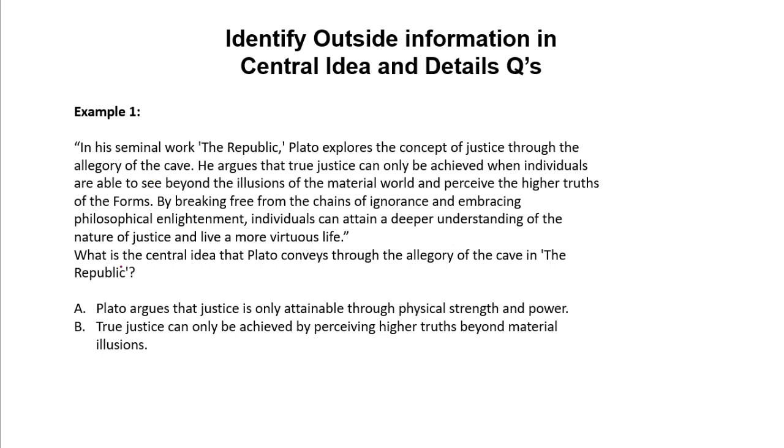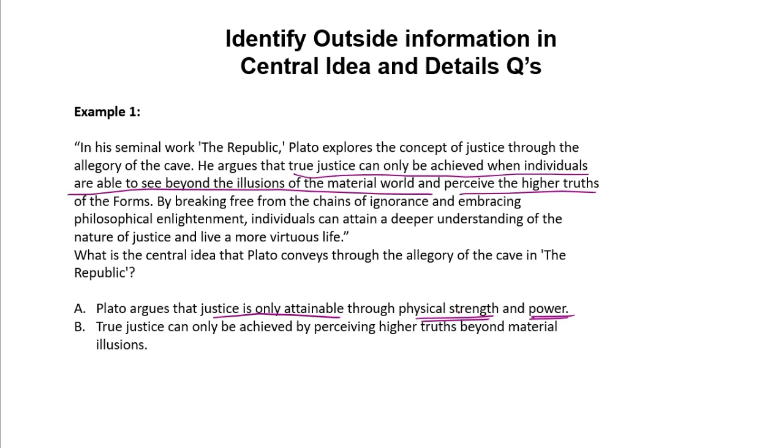In this text, the question is, what is the central idea that Plato conveys through the allegory of the cave in the Republic? Now, when you read this text, you'll notice that it nowhere talks about justice being only attainable through physical strength and power. There is no mention of physical strength and power in this text. The second answer choice, true justice can only be achieved by perceiving higher truths beyond material illusions, is clearly given, right?